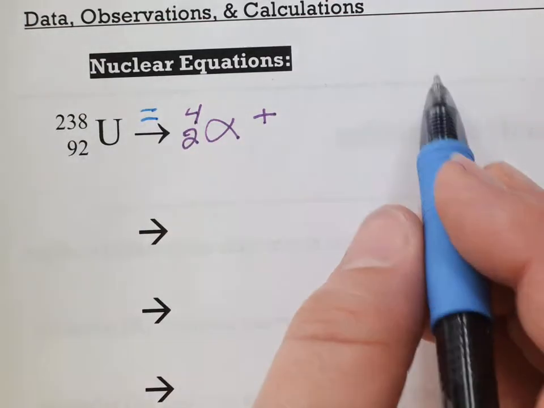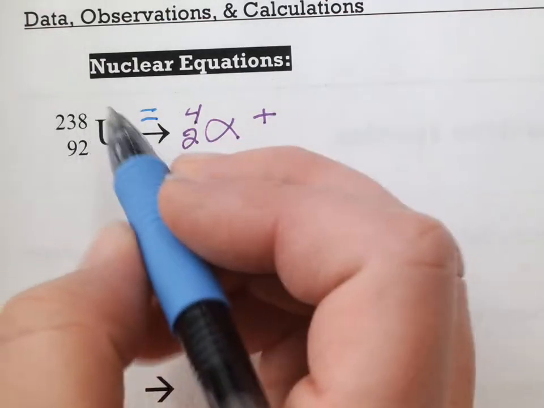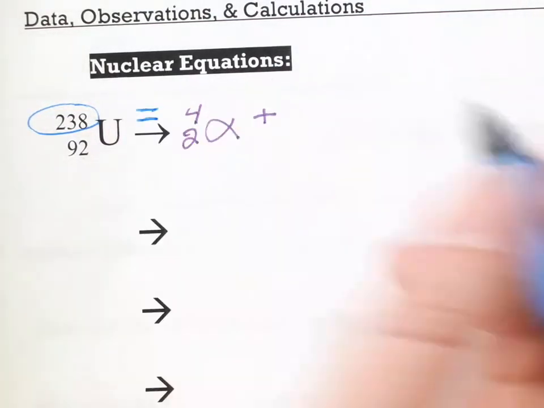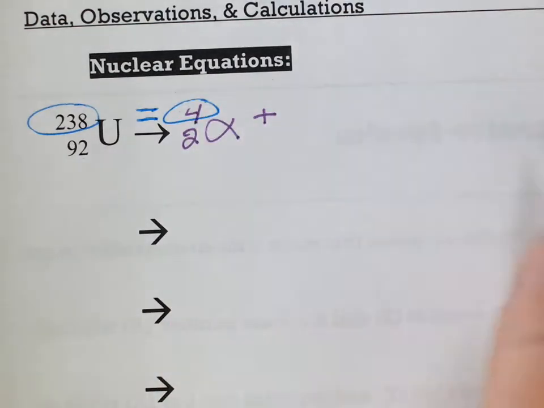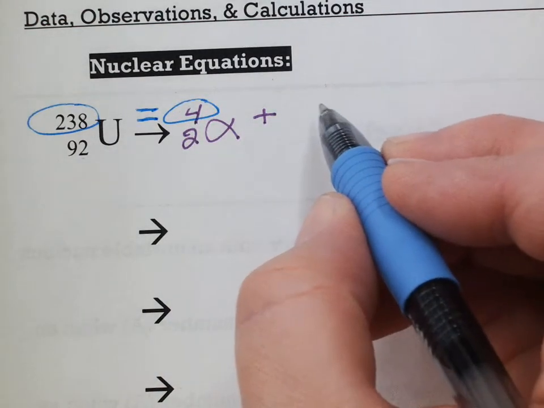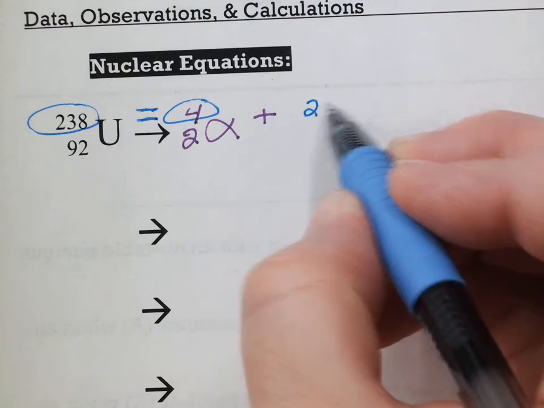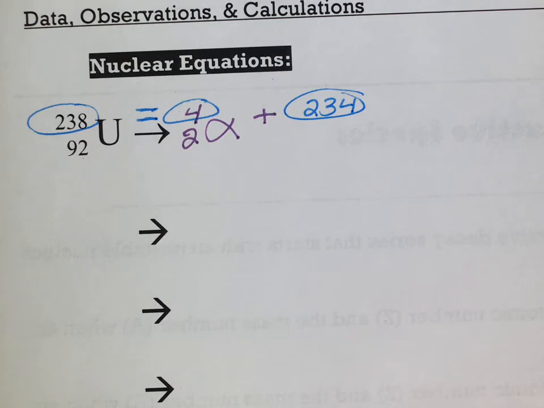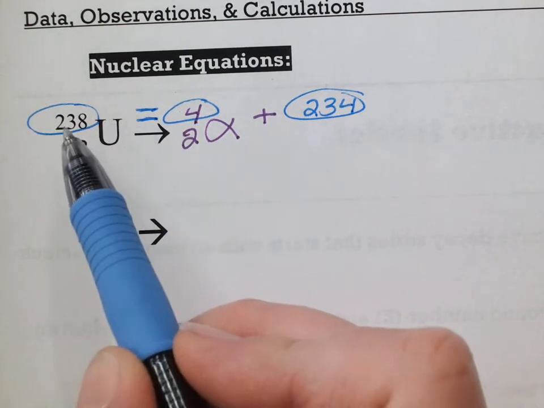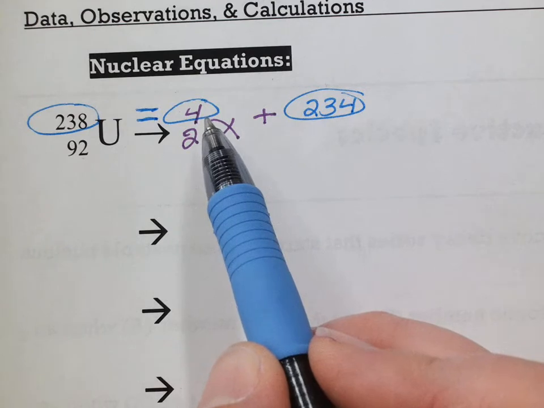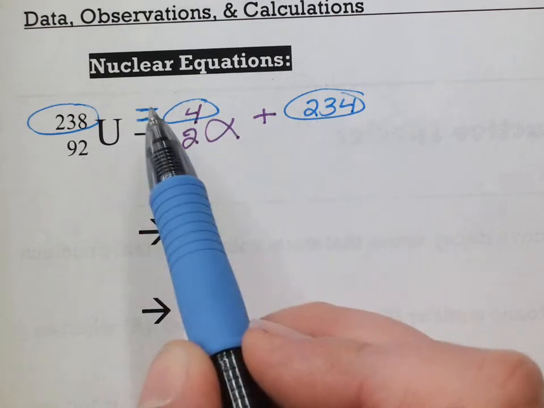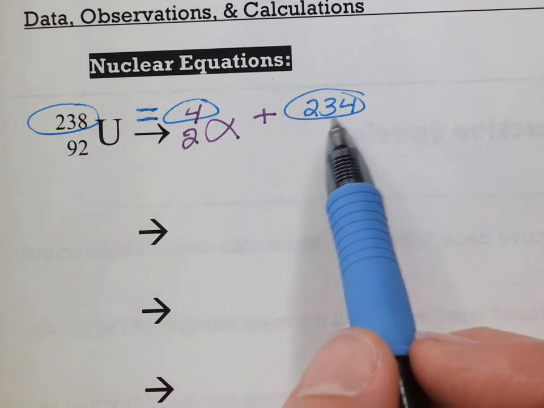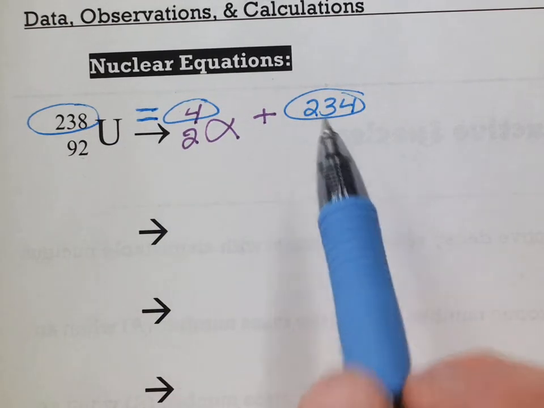So I'm going to circle a lot of things just to overdramatize this. The total mass before is 238, and it has to equal 4 plus something. You can think of it as your mass was 238 and you lost a mass of 4, and this is what's left over. But no matter what, if you put an equal sign on the arrow, and you just think of this algebraically, you will put the correct mass number right there.